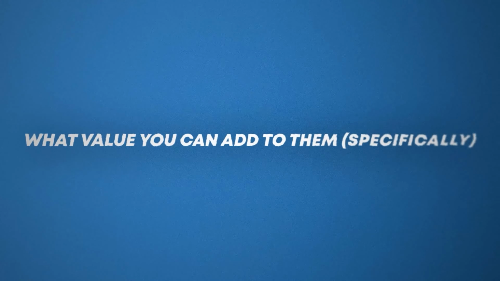That's the first thing we want to cover in our email. So the next thing we want to cover is what value you can add to them, again, specifically. Now that we've gotten their attention about their slow website load speed or whatever you're selling, now we need to tell them why they should care about fixing it.